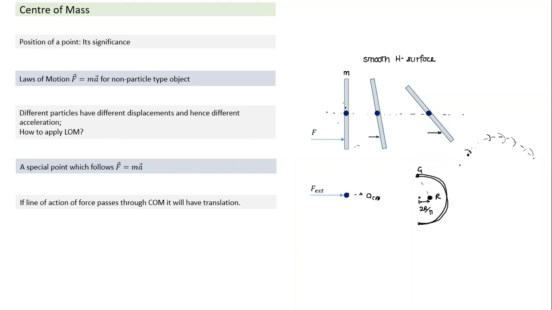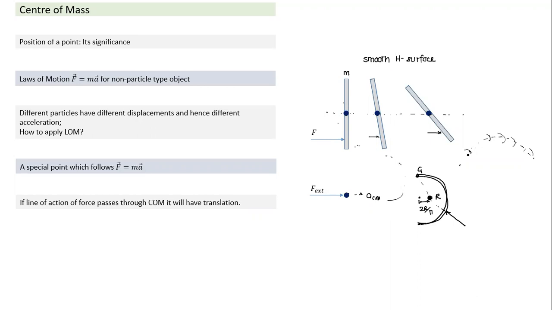And suppose rather than keeping the rod, I placed a semicircular ring or any other shape on a horizontal surface, and I apply a force here, where the important point is that the line of action of the force passes through the center of mass. If I apply this force, this semicircular ring also will have pure translation.